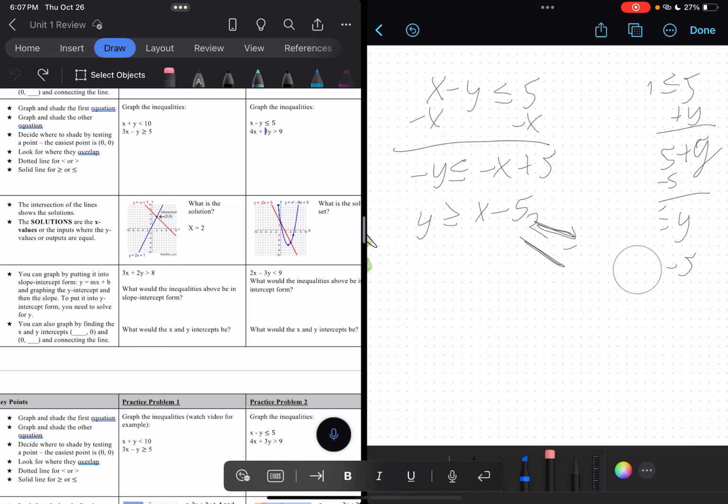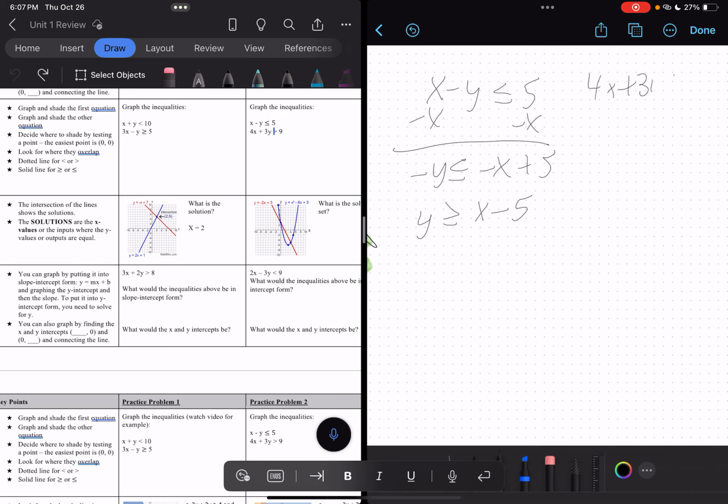I'm going to erase this side just so that I have more space over here. And so now I'm looking at 4x plus 3y is greater than 9. I'm going to go ahead and subtract 4x from both sides. We get 3y is greater than negative 4x plus 9, and divide both sides by 3. Get y is greater than, I'm leaving this as a fraction, negative 4 over 3x, because that tells me how far up and over I'm going, plus 3. Now it's time to graph, so let's go ahead and do that the best that we can.